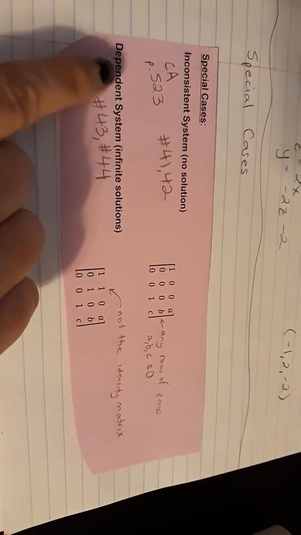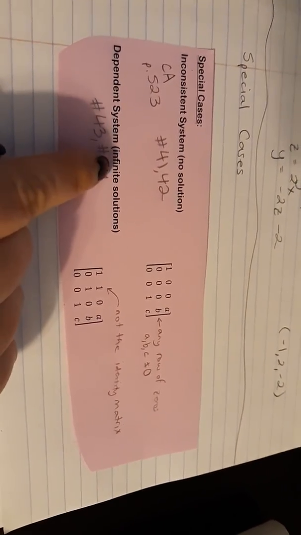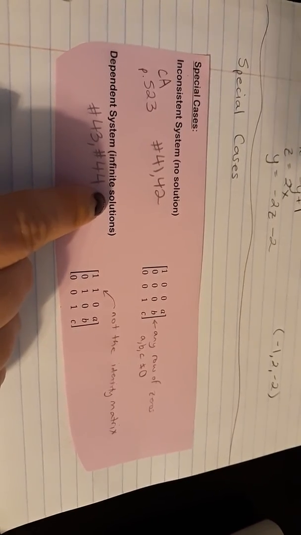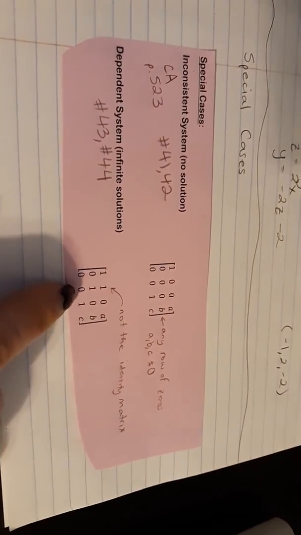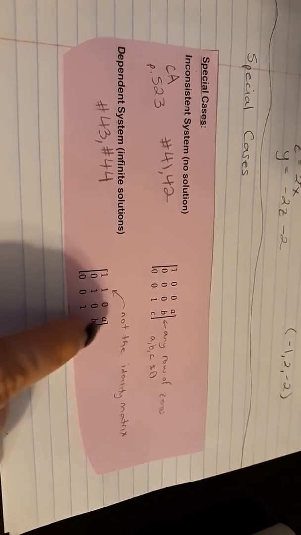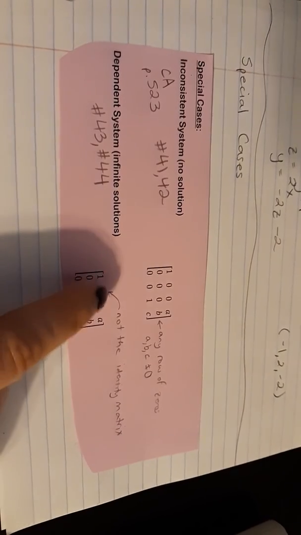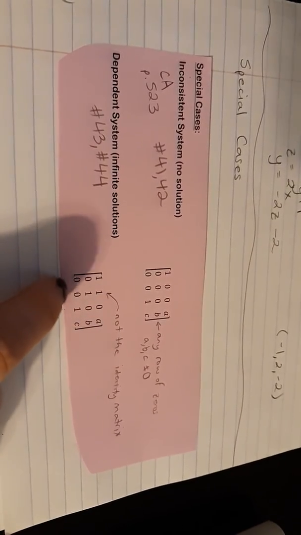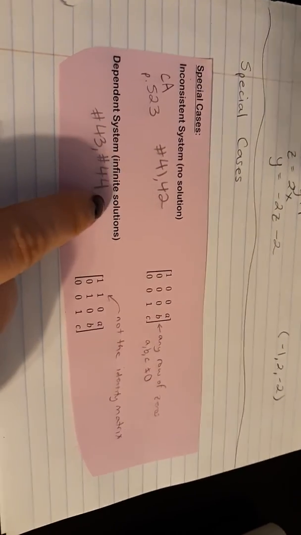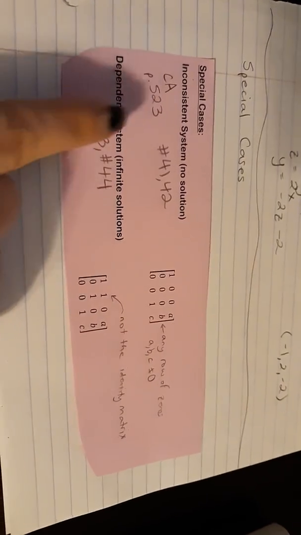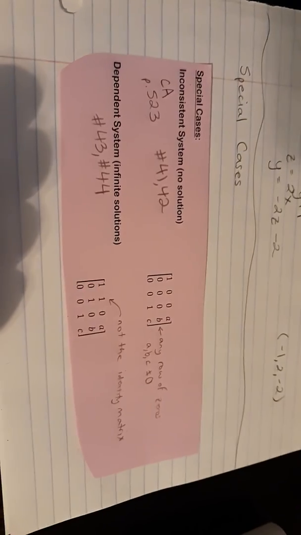You also have a dependent system with infinite solutions. And so this is when you've got all kinds of numbers you can plug in. And that's when you're getting your answer, but what you have is not the identity matrix. So anytime this is not the identity matrix, that means you have infinite solutions. Again, if you want to see an example of that, same page, number 43 and 44.